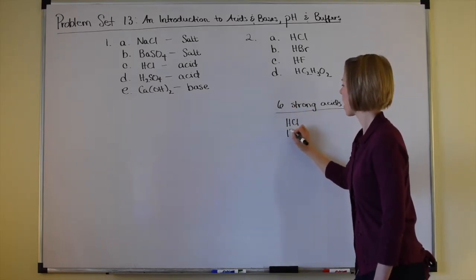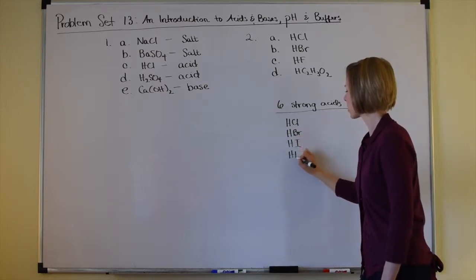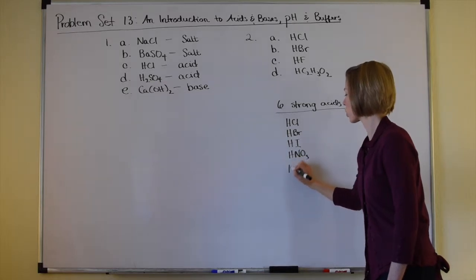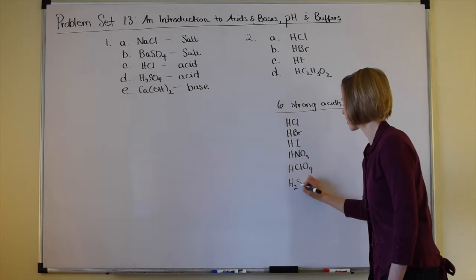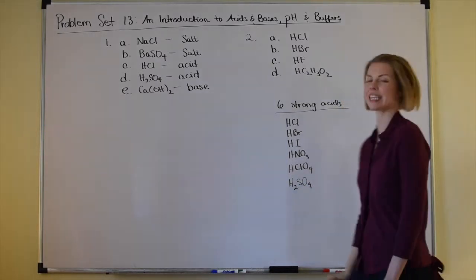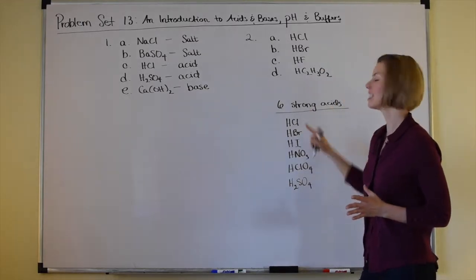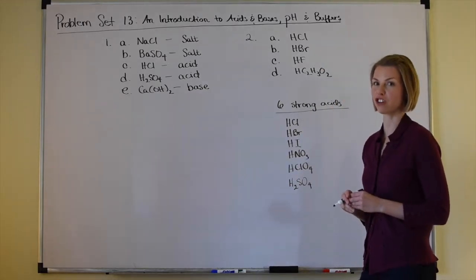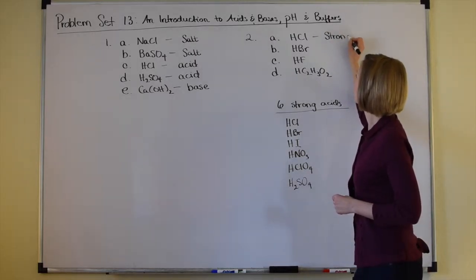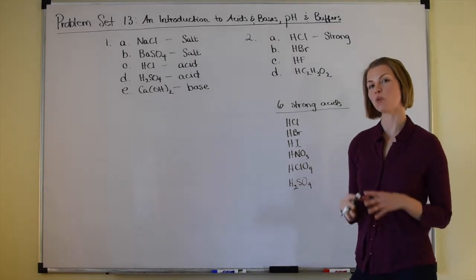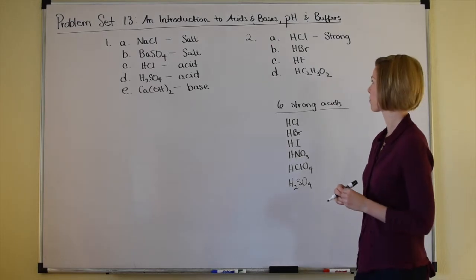Hydrochloric acid, hydrobromic acid, hydroiodic acid, nitric acid, perchloric acid, and sulfuric acid. Did I get them all? 1, 2, 3, 4, 5, 6. Yeah. Okay, these are our 6 strong acids. So hydrochloric acid, definitely on that list of 6 strong acids. So let's write here, strong. That means that hydrochloric acid will 100% ionize to produce hydronium ion in solution.